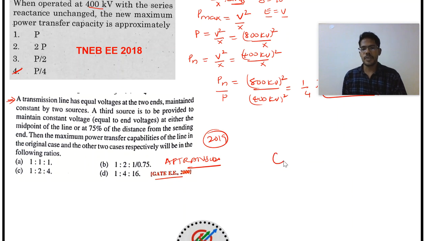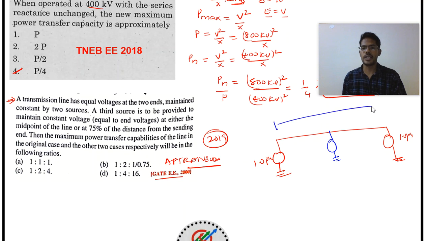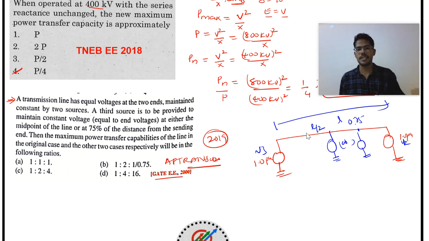See here, there is one transmission line where we need to maintain a constant voltage. For that we are using two voltage sources. Let us assume 1.0 per unit and 1.0 per unit are maintained. Now there will be one more voltage source if you are adding it at the midpoint. Midpoint means, if you consider the entire length is L, the midpoint length is L by 2. Or there is one more source you are going to install at 75% of the length from the sending end. So here the only parameter that is varying is the length. The remaining voltage is constant, they said, so constant is 1.0 and 1.0.